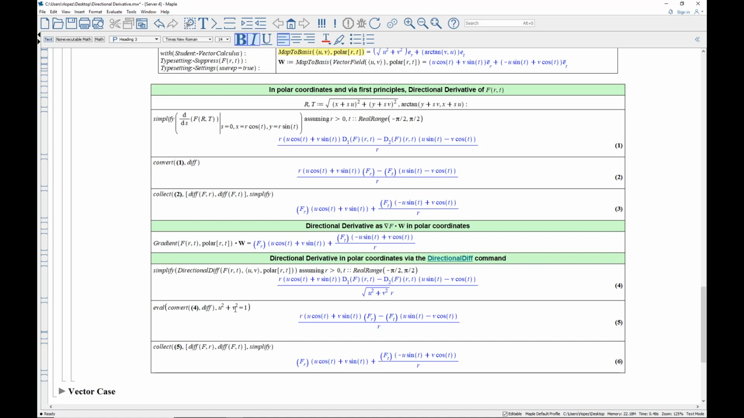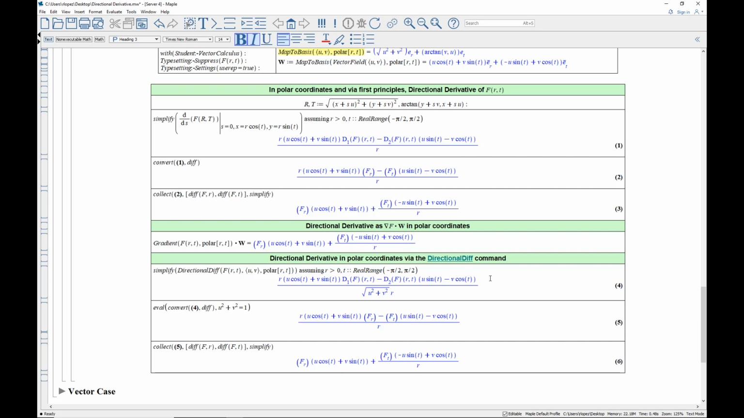So let's make this 1 by brute force. Just set it equal to 1. And by converting to diff notation, Maple drops the denotation, it puts the partial derivative symbol, but because of the typesetting, it becomes a subscript, so FR, FT, and you want to split this because this R will cancel with that R, so we use a collect command, and this expression and this expression are the same, so we got it from first principles, we got it as grad f dot w, and we got it from the directional diff command.